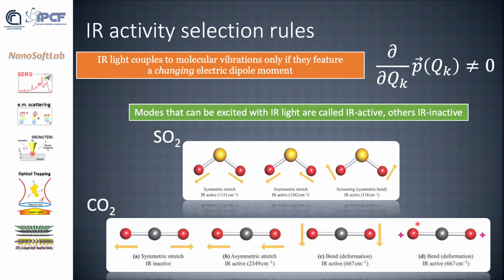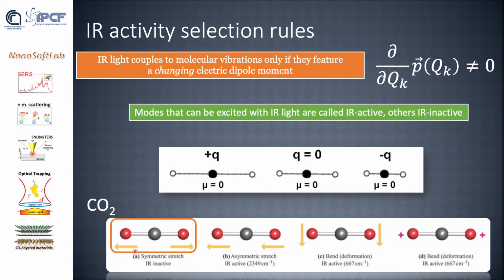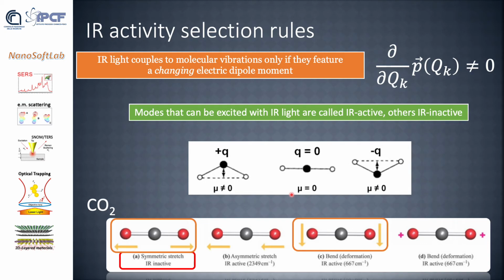Let's now consider a CO2 molecule, which is a linear molecule. As we can see here, this symmetric stretch has a zero dipole moment that does not change with the normal mode. So we expect that this mode is infrared inactive, cannot be excited with infrared light. Conversely, if we consider this bending mode, we see here that the dipole moment will change with respect to the normal coordinate, so we expect it to be infrared active, and this is what actually occurs.